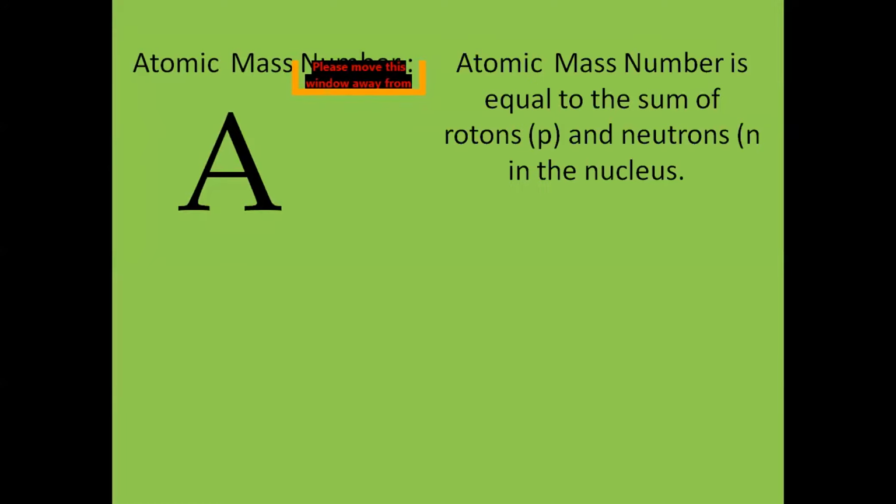So mass number becomes the addition, means atomic mass number is equal to the sum of. When I say the sum, it means I'm going to add both the numbers, protons and neutrons, in the nucleus.